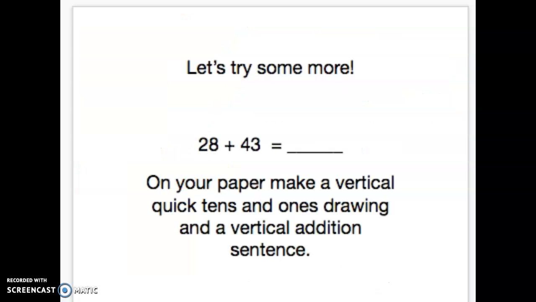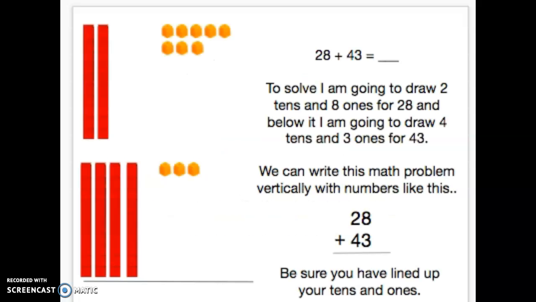Let's try some more. 28 plus 43. On your paper, make a vertical quick tens and ones drawing and a vertical addition sentence. To solve, I'm going to draw 2 tens and 8 ones for the number 28. Below it, I'm going to draw 4 tens and 3 ones for the number 43. We can write this math problem vertically with numbers like this: 28 plus 43. But be sure you have lined up your tens and ones.